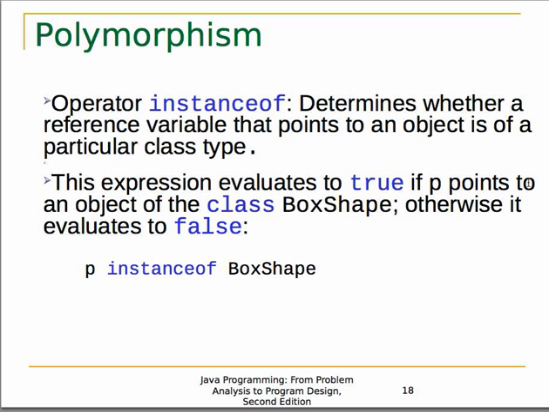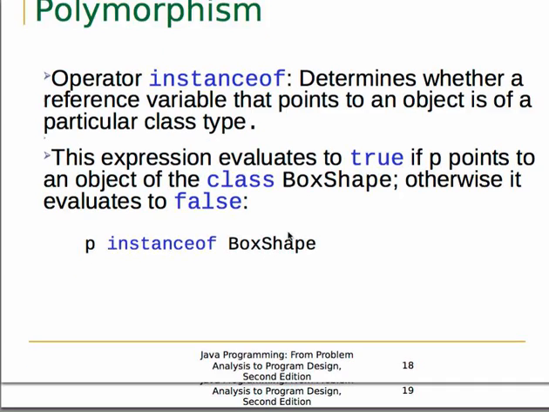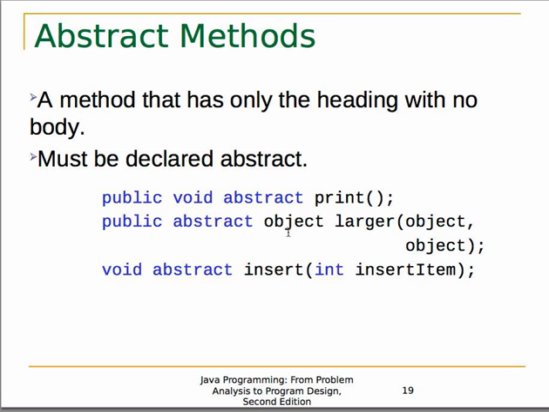Okay. So instanceof determines whether a reference variable that points to an object is of a particular class type. This expression evaluates to true if P points to an object of the class BoxShape, in this case P instanceof BoxShape. Otherwise it'll evaluate to false. So inheritance does factor into those calculations for instanceof.